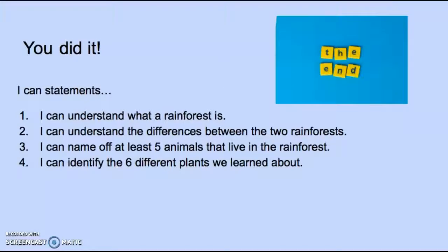You did it! You have made it through this lesson, and these are 4 I can statements that you should be able to do. 1. I can understand what a rainforest is. 2. I can understand the differences between the two rainforests. 3. I can name off at least 5 animals that live in the rainforest. And lastly, number 4, I can identify the 6 different plants we learned about. If you can do all 4 of these, you did a great job listening and learning.